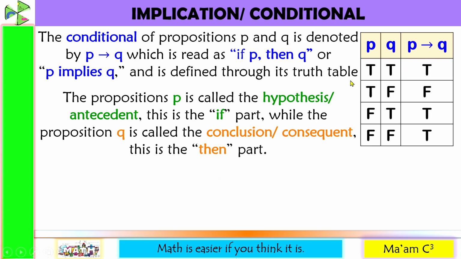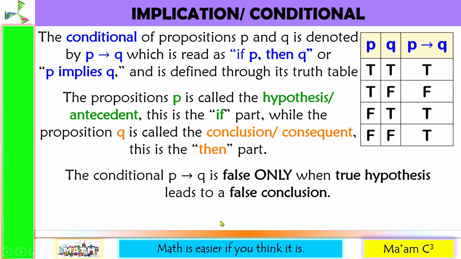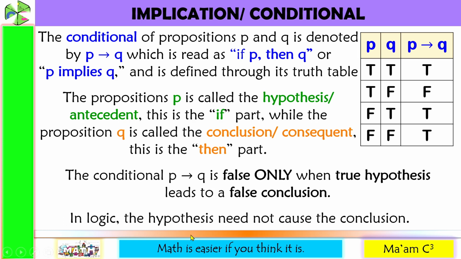To summarize the truth value, the conditional P implies Q is false only when a true hypothesis leads to a false conclusion. So, if you have a true hypothesis followed by a false conclusion, that is the time that P implies Q becomes false. In logic, the hypothesis need not cause the conclusion, meaning they don't have to be actually related.